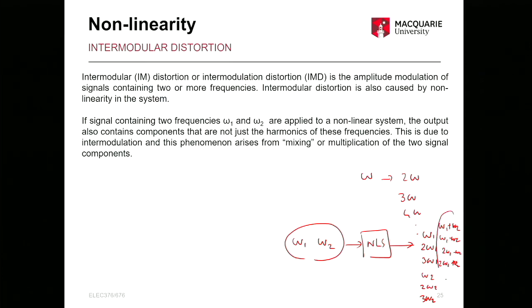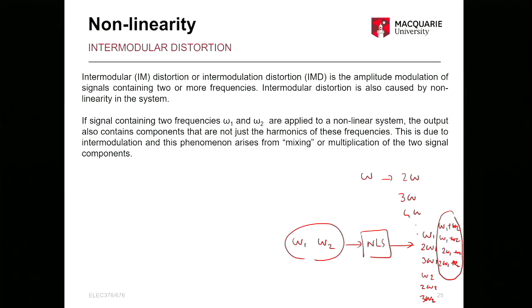This modulation of the two different frequencies is called intermodulation. It's a similar mechanism to harmonics. You can say intermodulation is the same as harmonics when omega 1 equals omega 2. Then omega 1 plus omega 2 becomes 2 omega, and omega 1 minus omega 2 becomes 0, and so on. Both are the same mechanism, but when the two frequencies are different, you call it intermodulation. And we use it in mixers to generate more frequency components.